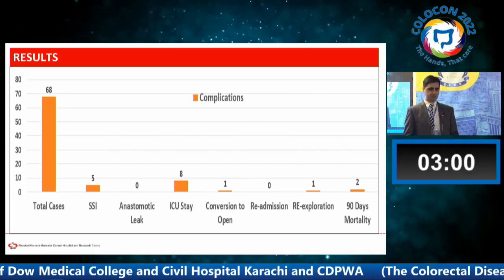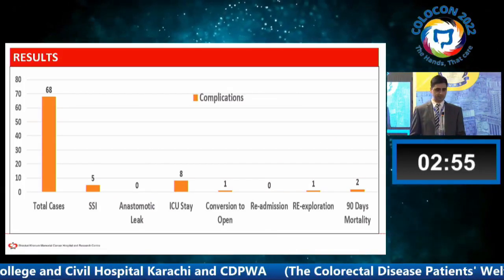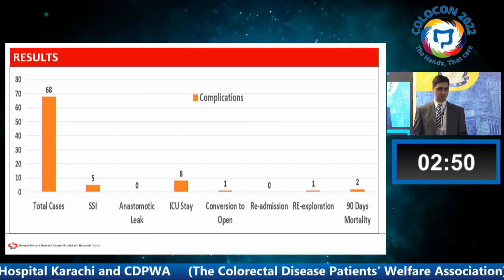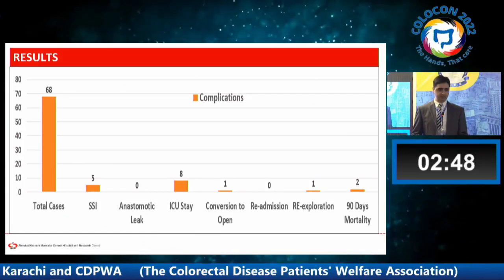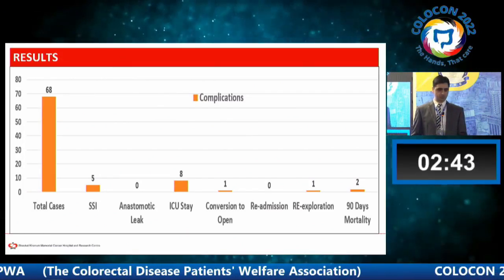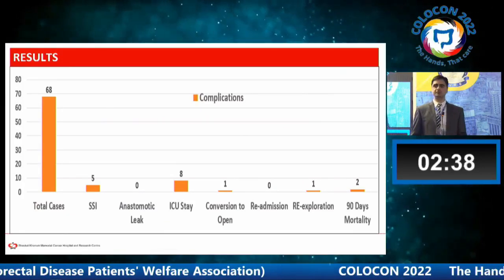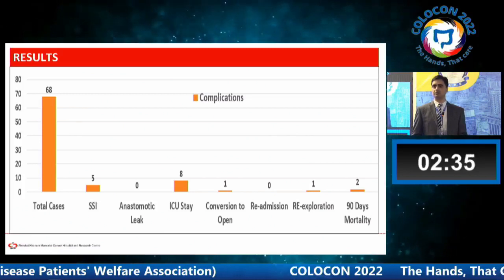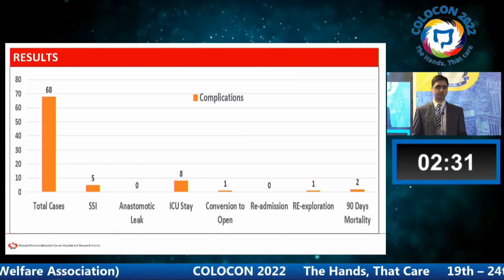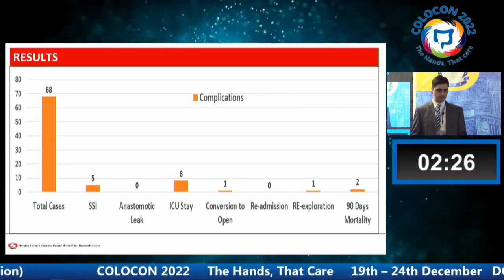Now coming to complications, as you can see, less frequent complications are seen in our study. 5 patients had SSI, and this is because we operate laparoscopically. 8 patients were shifted to ICU for less than 24 hours, for monitoring of their comorbidities. 1 patient was converted to open, purely because the patient had locally advanced sigmoid colon cancer and there was bleeding during splenic flexure mobilization. So we thought it would be good to open the patient to control the bleed.